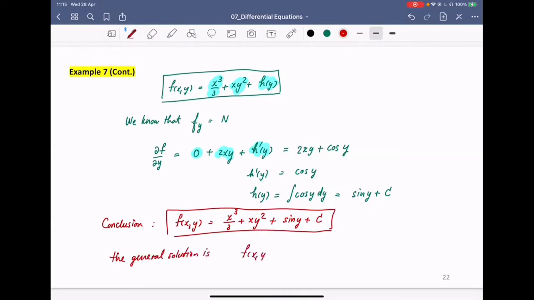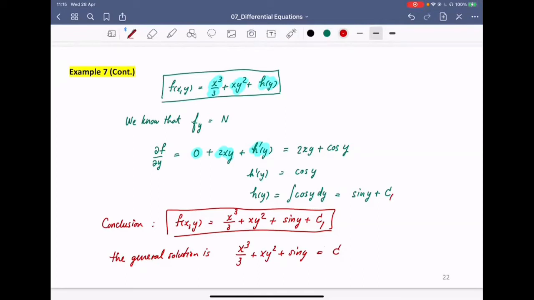The general solution is f(x,y) equals c. If you want to say that, the function is x cubed over 3 plus xy squared plus sine y plus c equals c. But this is a different c, and you can group it into one c, so this is just c. You can call that c1, and then you group c1 into c, and you get c. Okay, does it make sense?